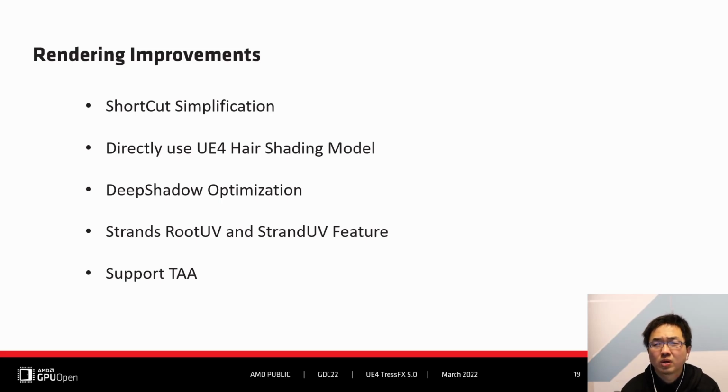For deep shadow, we try to reduce the layers of fragments which should be written to texture. Strand UV feature is a useful feature. We have supported strands root UV and strand UV feature in UE4 material editor. Developers can implement more complicated effects by this feature. And now we support TAA.